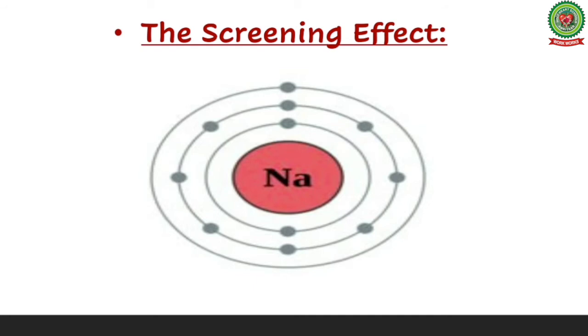We know that in an atom, the nucleus is at the center and electrons revolve around the nucleus in fixed orbits. Now, the nucleus is positively charged and the electrons are negatively charged, and this balances the charge overall, and the atom as a whole is electrically neutral.